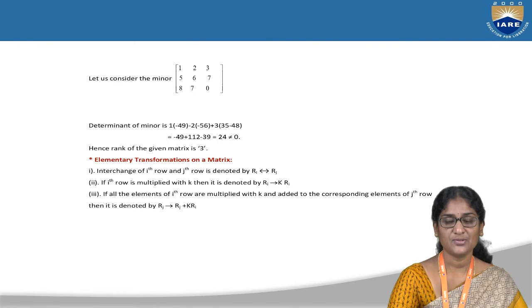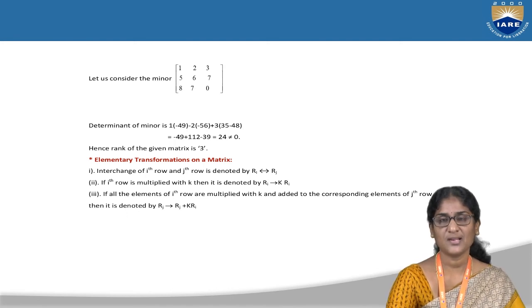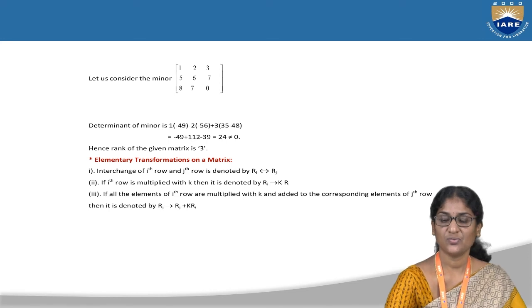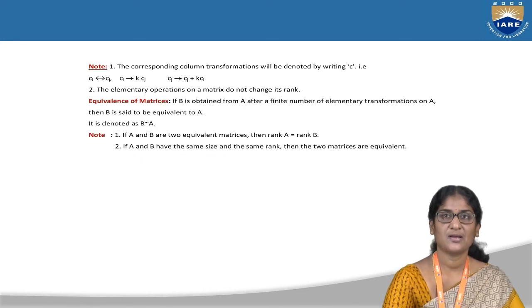Interchanging the ith row and jth row is denoted by Ri and Rj, right? That means the ith row and jth row are interchanged with each other. If the ith row is multiplied with k, then it is denoted by k into Ri. If all the elements of the ith row are multiplied with k and added to the corresponding elements of the jth row, it is denoted by Rj plus k Ri. And these are all operations which you are very familiar with from your lower classes.